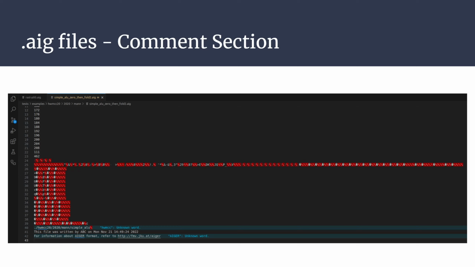Now, there's a continuation of this that takes these files and these structures and turns them into something that has to do with logic and SAT solving and all these things. This is something for a later video.